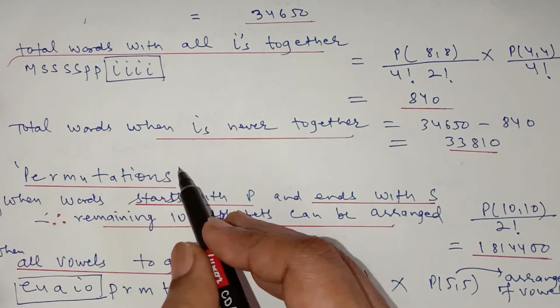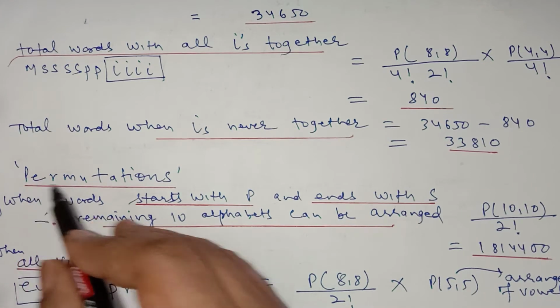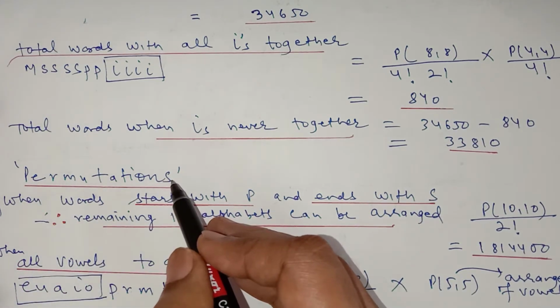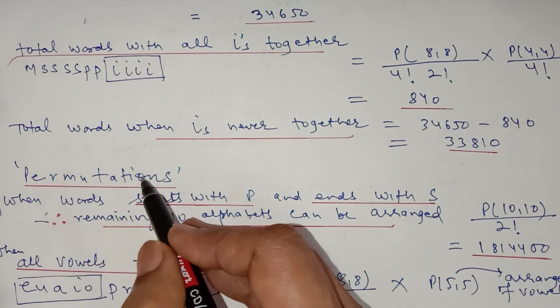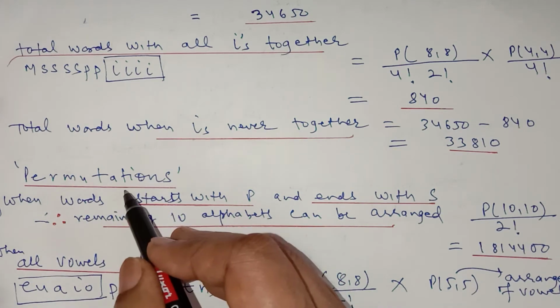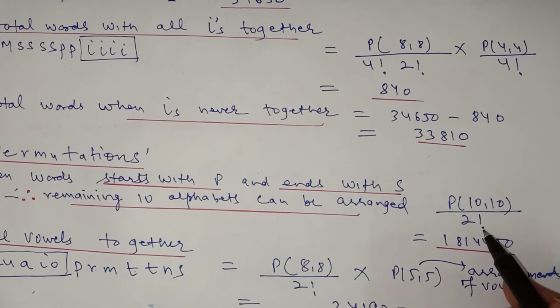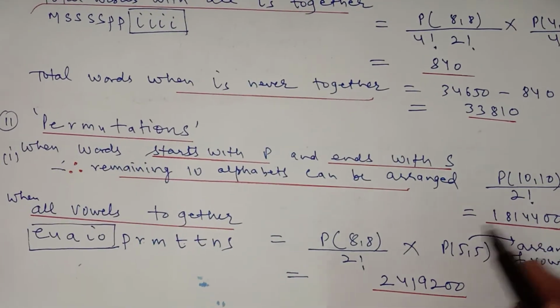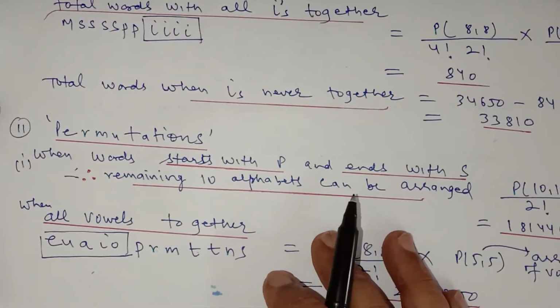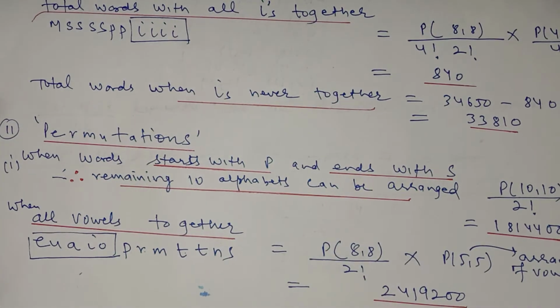P and S are fixed, so their positions are fixed, so only the remaining 10 alphabets are to be arranged between them. That is permutation of 10, 10, and because T is repeating 2 times, you have to divide it by factorial 2.